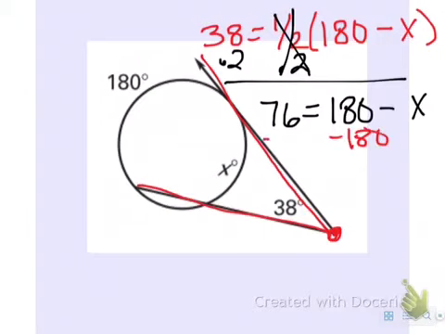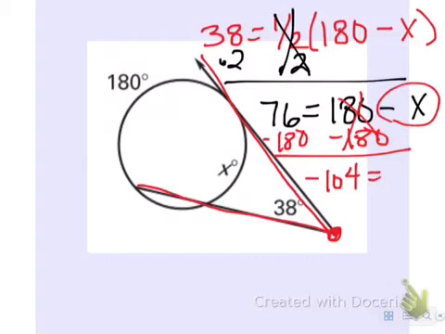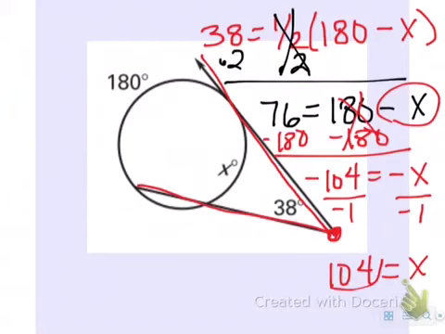Now here's going to be a little freaky because you're going to get a negative number, but that's okay. Alright, so 76 minus 180 is going to be negative 104. But that equals negative x. So if I divide both sides by negative 1, I come up with my positive number. Positive 104 equals x. So that would be the value of my minor arc inside.